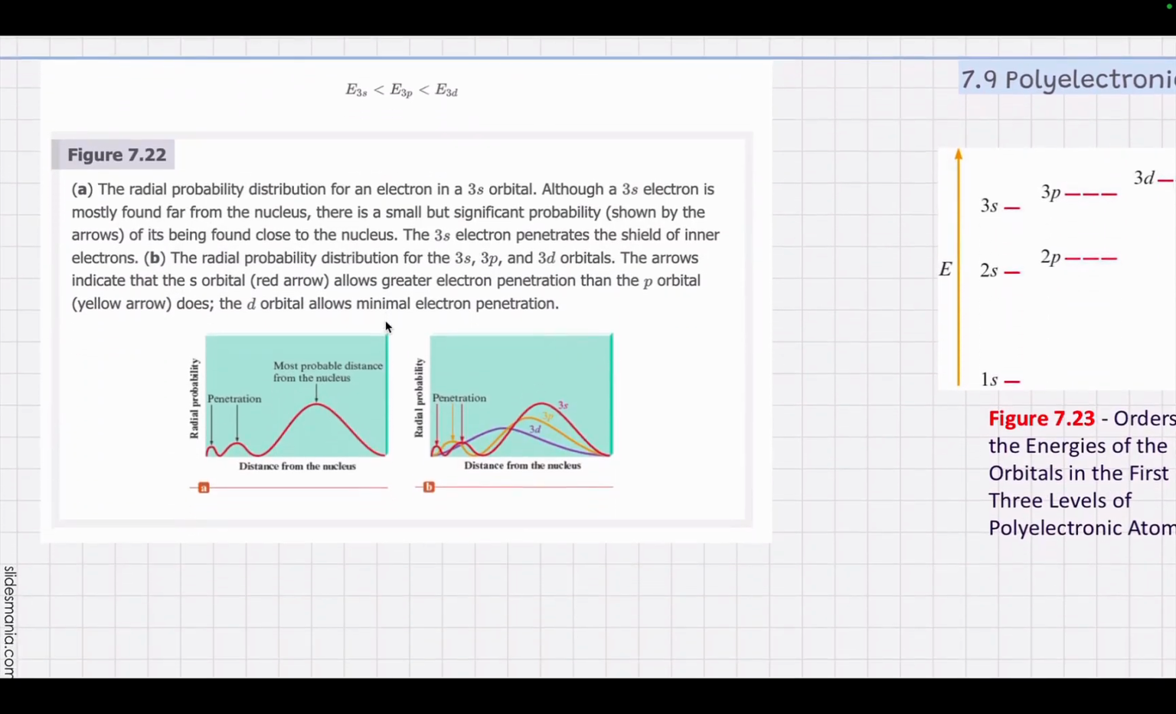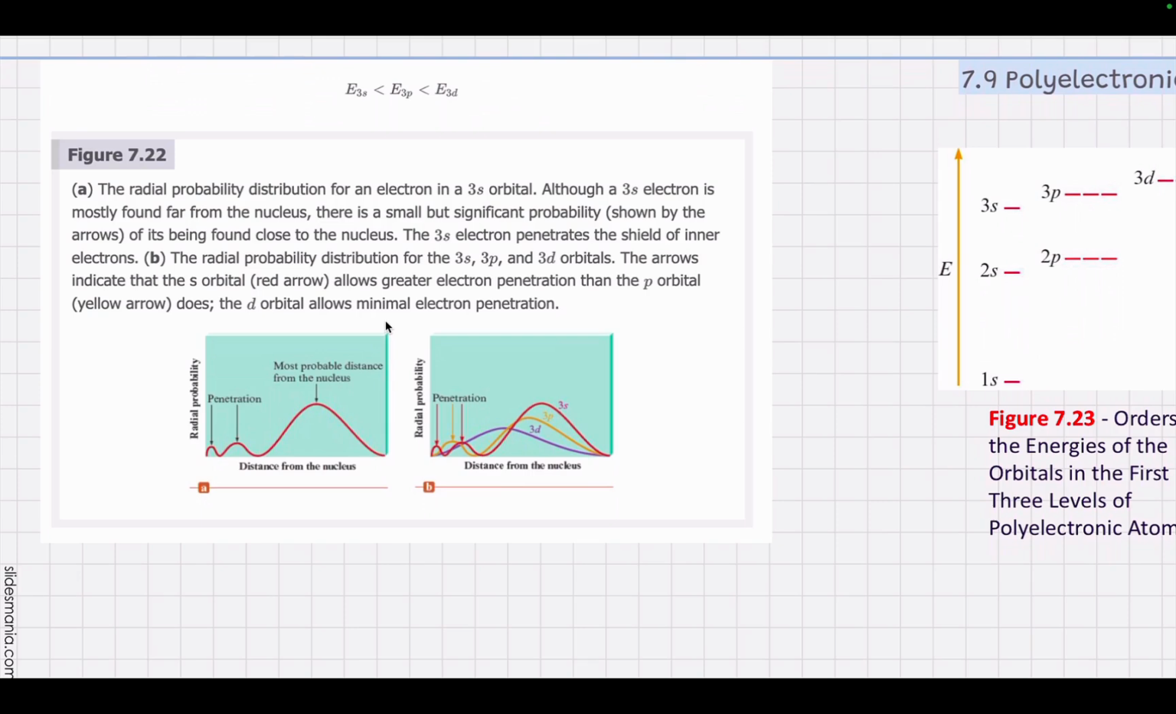This is representing the probability distribution for an electron in a 3s orbital. Mostly the electron is going to be found fairly far from the nucleus, but there is a small but significant probability that it will be found close to the nucleus. So the 3s electron is going to penetrate that shield of inner electrons.